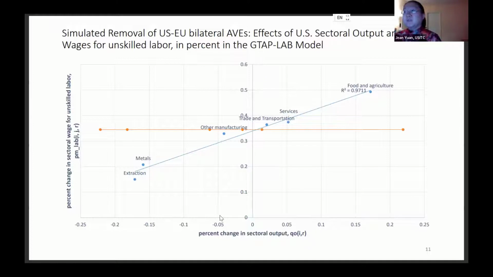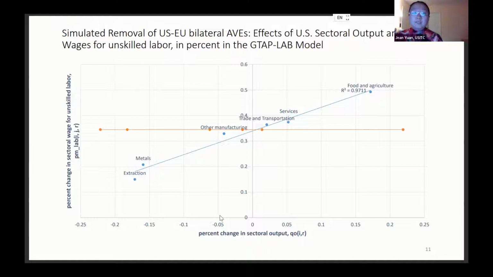As you can see here, for the food and agricultural sector, the sectoral output increases by 0.17% and the sectoral wages increased by 0.49%. And then there is actually a slight decline in the sectoral output in the other manufacturing, metal, and extraction industry. That's because of the resource reallocation and also the US liberalization against EU exports.